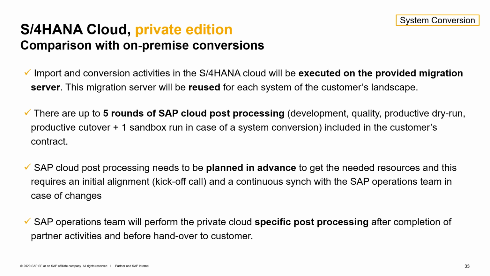In total, included in S4HANA Cloud Private Edition, there are up to 5 rounds of the SAP Cloud Post-Processing activity, and they cover a sandbox in case of conversion, development and quality, and twice for the productive environment, one for the dry run and one for the final productive cutover.